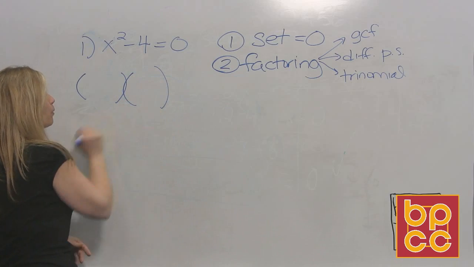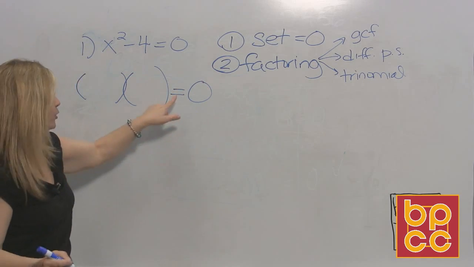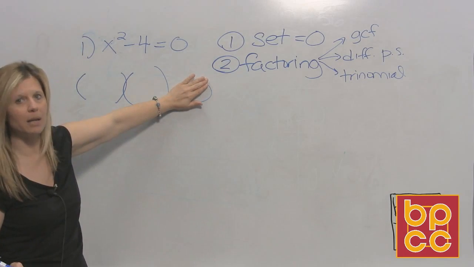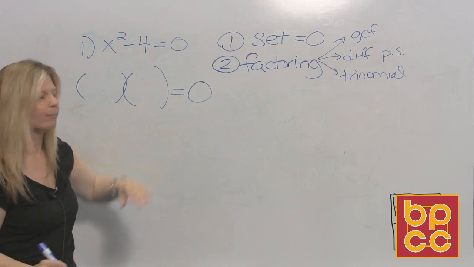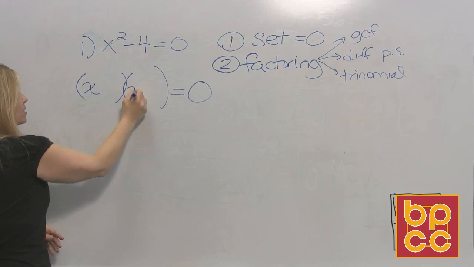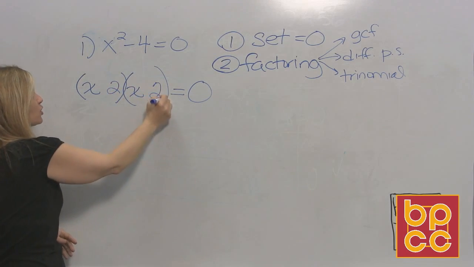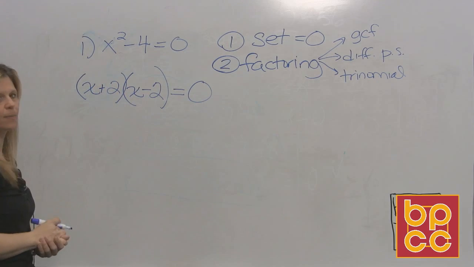So we took 2 parentheses and we keep the equals 0. If you do not write the equals 0, you are wrong because then you're not writing me an equation. That equals, that side's always got to stay. So let's factor this. What multiplies to x squared? x times x. What's multiplied to 4? 2 times 2. To multiply to a negative 4, one's a positive, one's a minus.